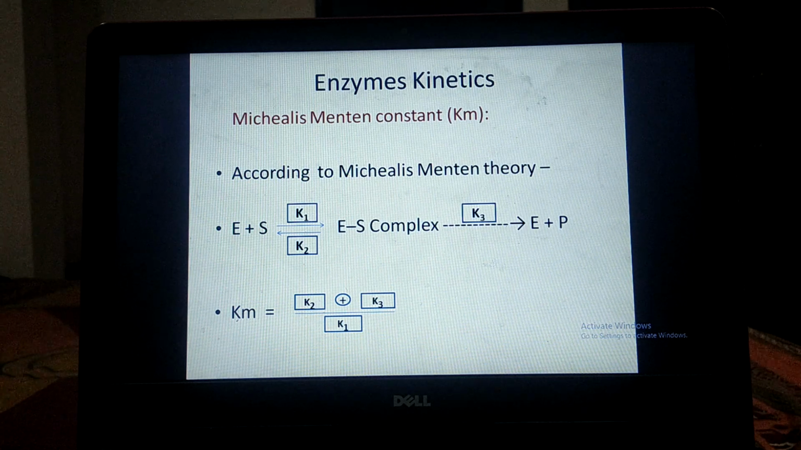Now suppose K1 is the rate constant for the formation of ES complex, K3 is the rate constant for the breakdown of ES complex into enzyme and product, and K2 is the rate constant for breakdown of ES complex into enzyme and substrate. Now in this situation, formation of ES complex, that is K1, is equal to its breakdown, that is K2 plus K3. Therefore K1 is equal to K2 plus K3. Now the Michaelis constant Km is again a ratio of dissociation of ES complex to the formation of ES complex, and it is given by K2 plus K3 divided by K1.